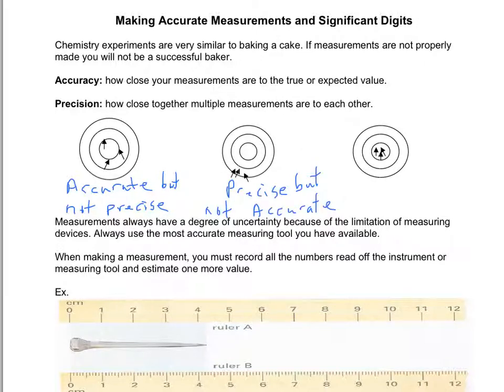Being both accurate and precise is displayed in this third dartboard. All 3 of my darts are really close together. I have high precision, but also they are very close to the target, the bullseye. In science, we need to be both. We need to take accurate measurements, and we only want to use multiple measurements that are really close together, or precise.